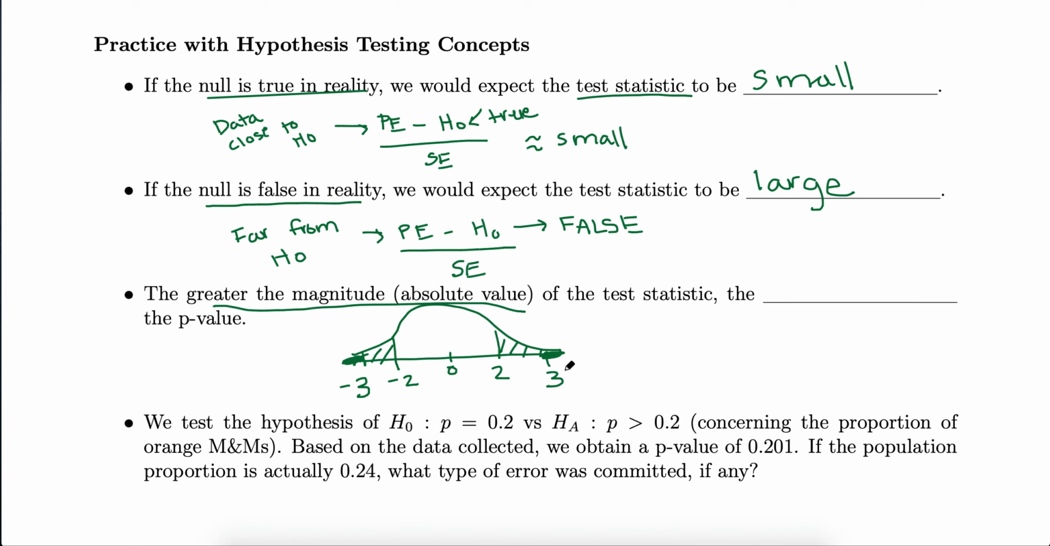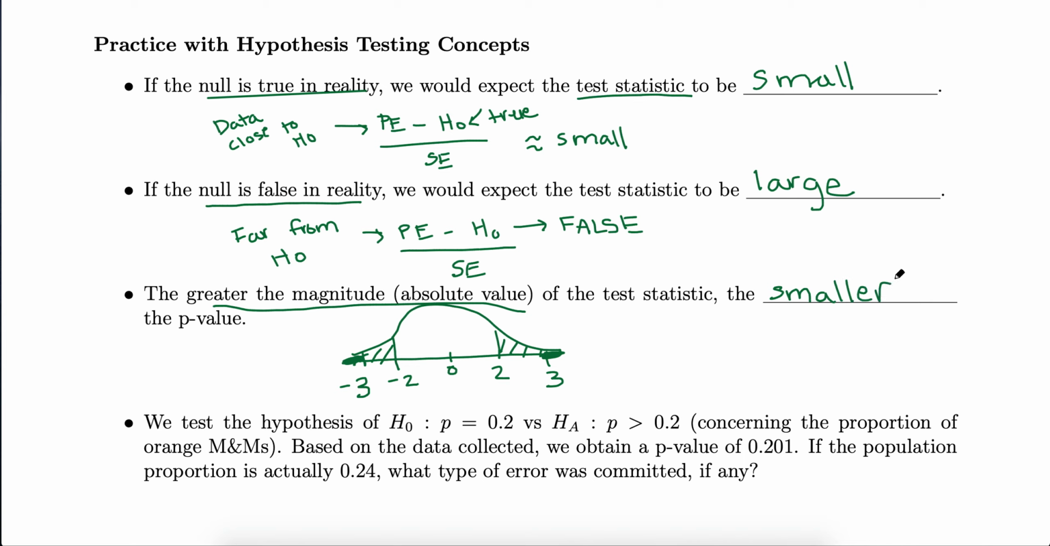So what happens to our p-value? As our test statistic gets pushed further from 0, the area we're talking about gets less and less. So the greater the magnitude of the test statistic, the smaller the p-value.